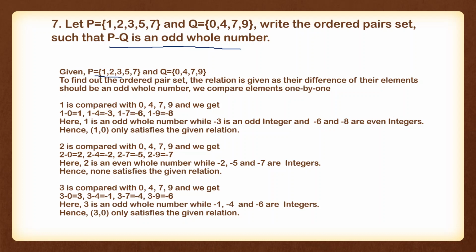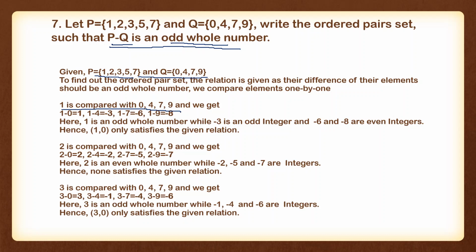Given P equals 1, 2, 3, 5, 7 and Q equals 0, 4, 7, 9. So we have to find out where the difference is an odd whole number. We have to check one by one. One is compared with all of 0, 4, 7, 9.